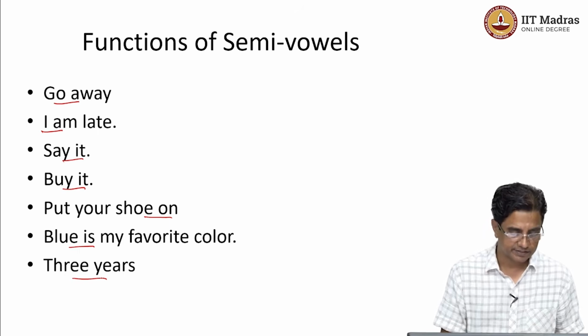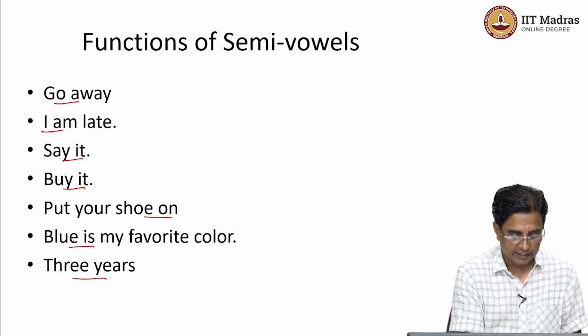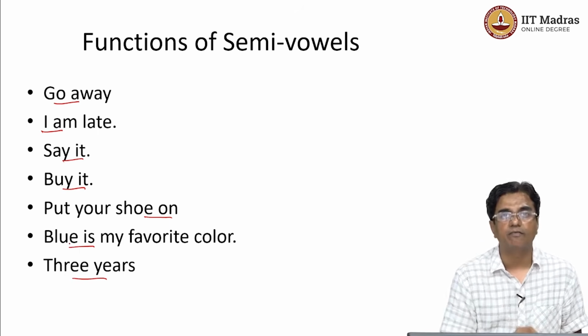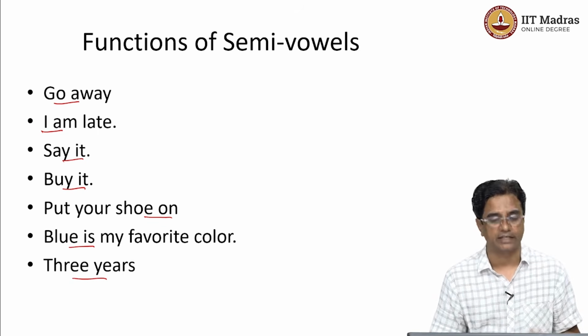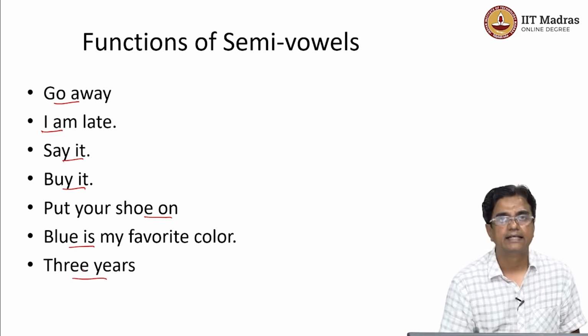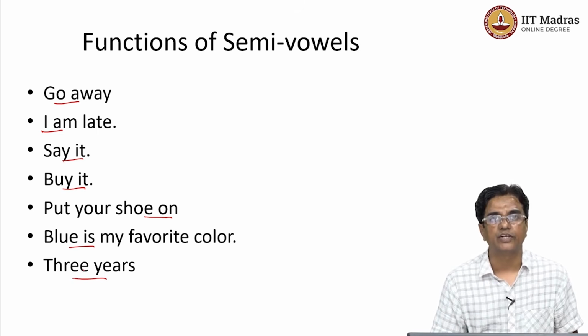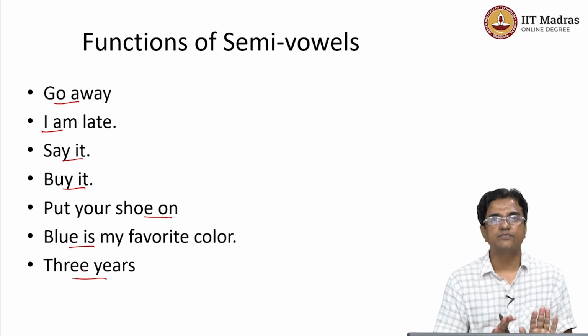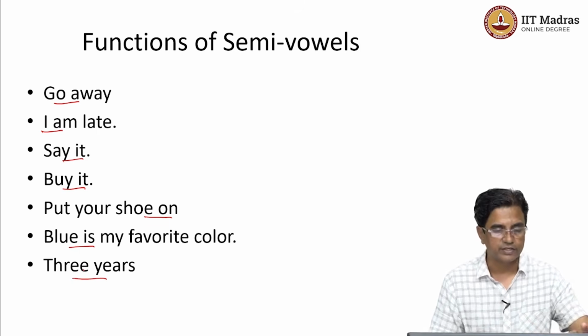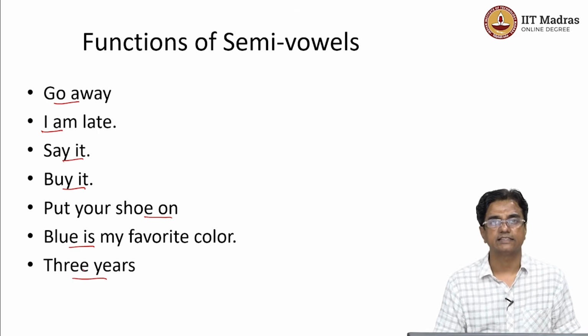Blue is. Blue has a vowel sound at the end of the word, and is has a vowel sound in the beginning of the word. And three has a vowel sound at the end of it, and years has a vowel sound in the beginning of it. This is what we mean when I am asking you to pay attention to these things.